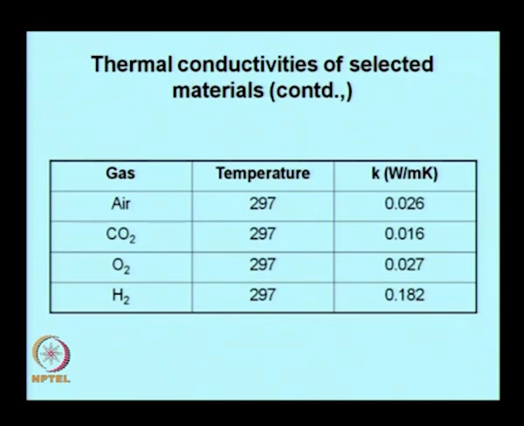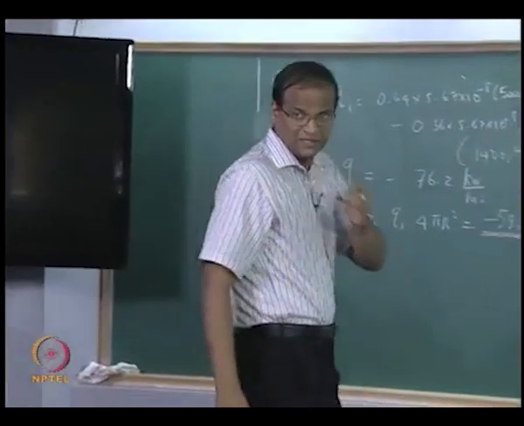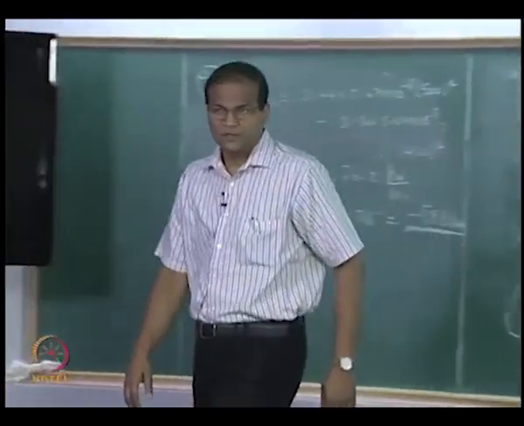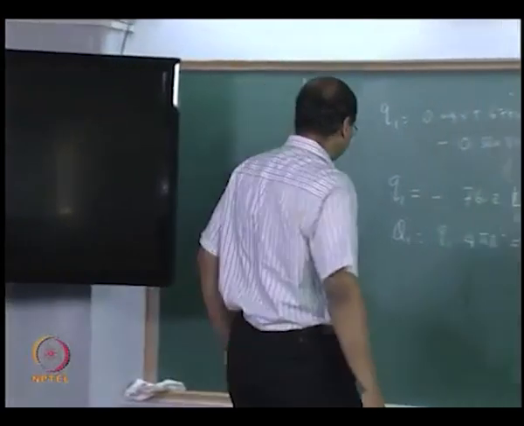Air. From the kinetic theory of gases, you know that the thermal conductivity of air will keep changing with temperature. So this is for some particular temperature, 297 K: 0.026 for air, carbon dioxide is 0.0167, oxygen 0.02, hydrogen is 0.182. So if you see air, CO2, O2, they are all 0.0 something, they are very poor conductors. So the expression for heat flux is very important.